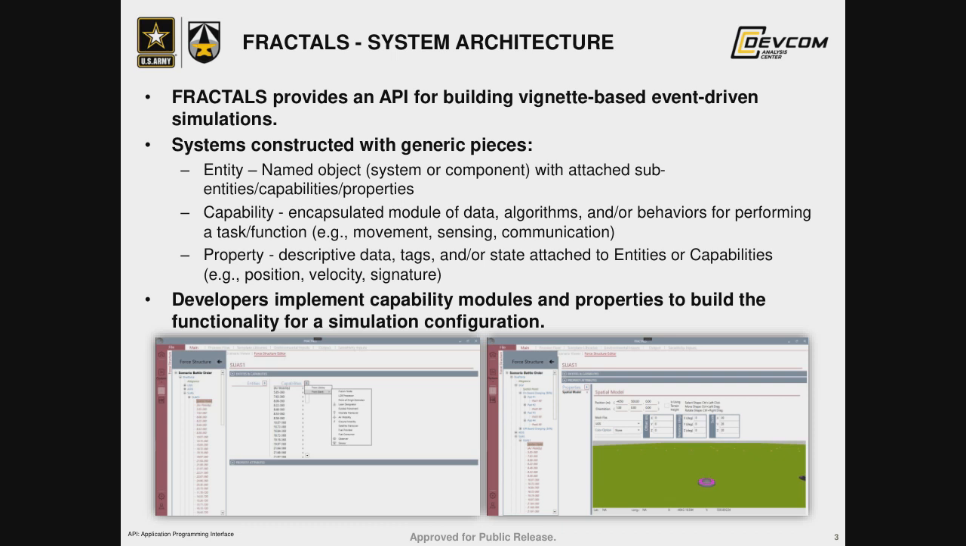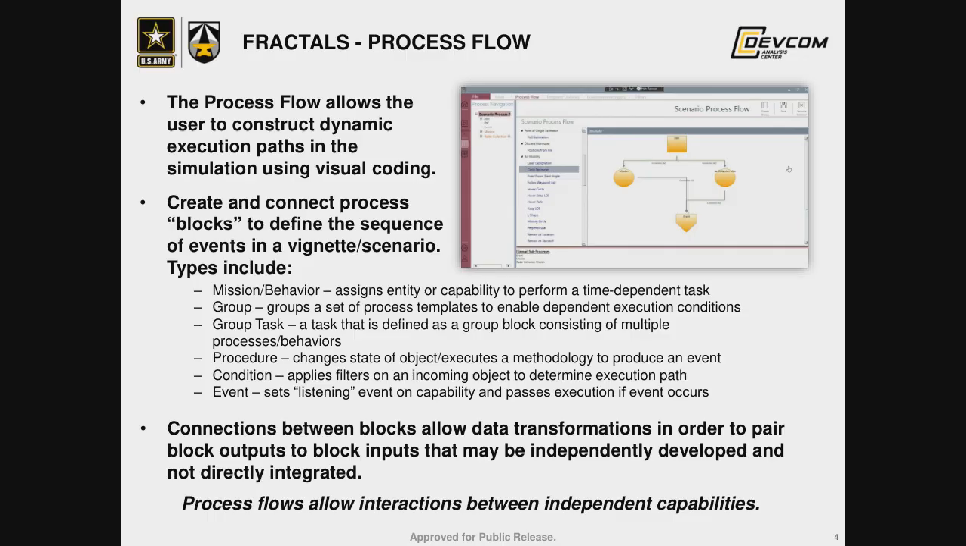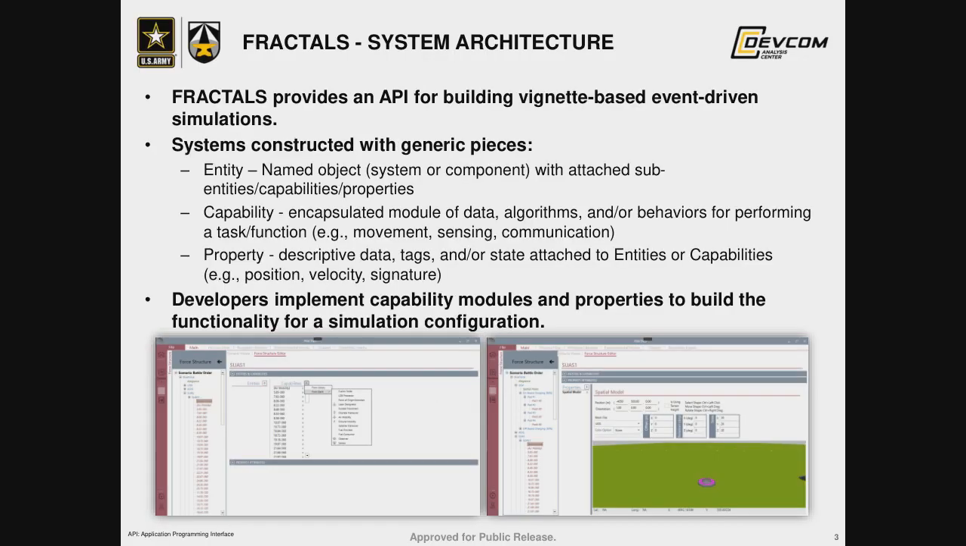You have your two sides, blue, red. You can add to that as well and have multiple sides beyond those, but those are the default. And you have to create each of your objects that you want to play in your scenario or vignette, and that can be as simple or complicated as you want it to be, depending on the amount of time you put into building that. So to do that, you are creating entities, which are really just empty shells of some object that you're naming. That can be a system or component, and you can attach sub-entities to that, capabilities and properties.